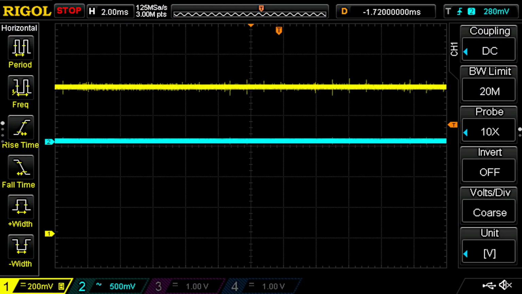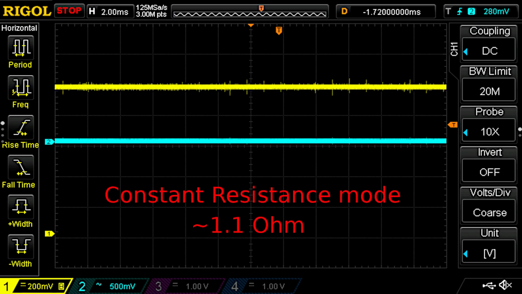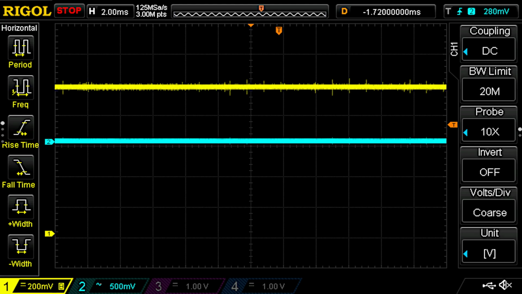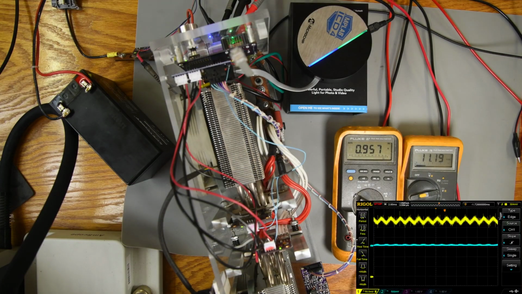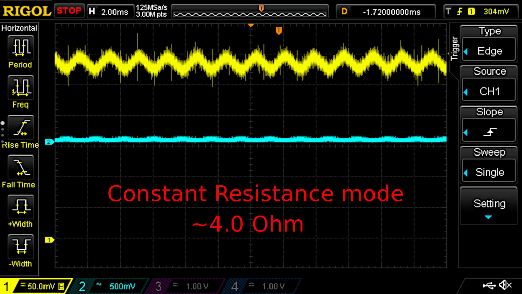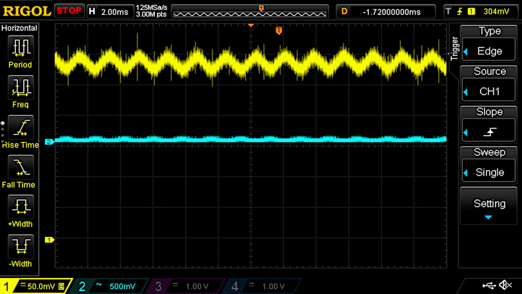Now constant resistance mode, with the resistance set to about 1.1 ohms, again 10 amps flowing. Now it looks nice and flat and beautiful, but here it is at a 4 ohm setting, about 50 millivolts of 500 cycle ripple, around 500 milliamps peak to peak. So I've still got work to do on this mode. It may have to do with my math.